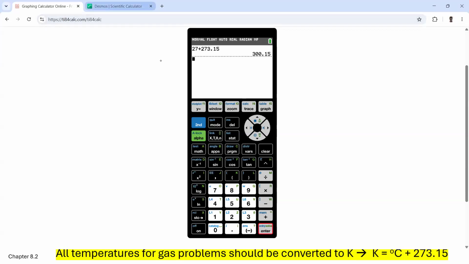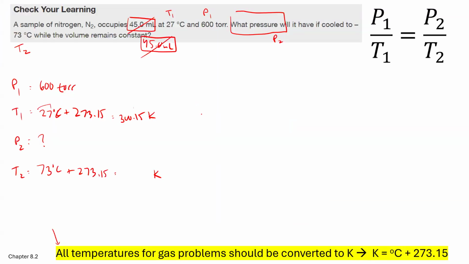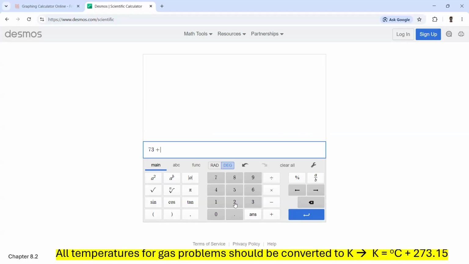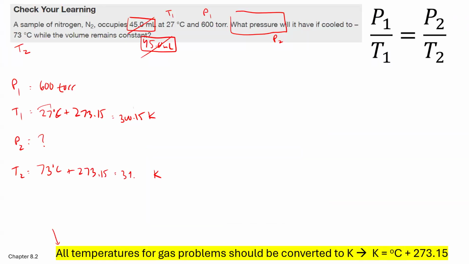All right, so let's do another one. I believe that was 73. So 73 plus 273.15, and we're going to get 346.15. All right, we're almost done. We're actually ready to do the problem now.